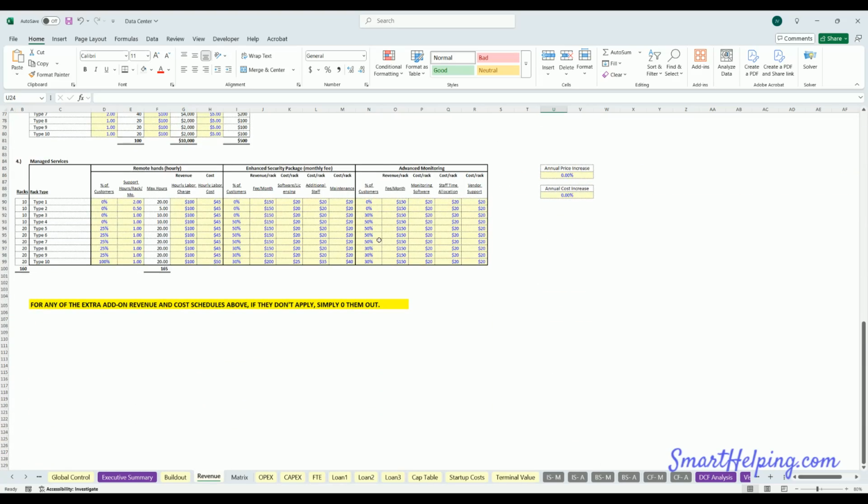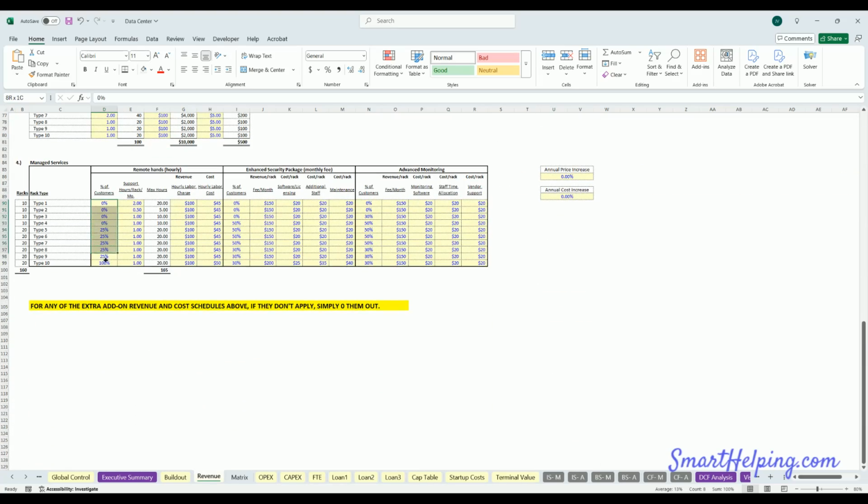Then of those, you can say what percentage of those customers are paying extra for hourly labor, and you could do the number of support hours per rack per month here. So this is the max for each cohort type, the amount you're charging per hour for labor to the customer, and the amount that the labor is costing you. So there's some margin that can be made there.